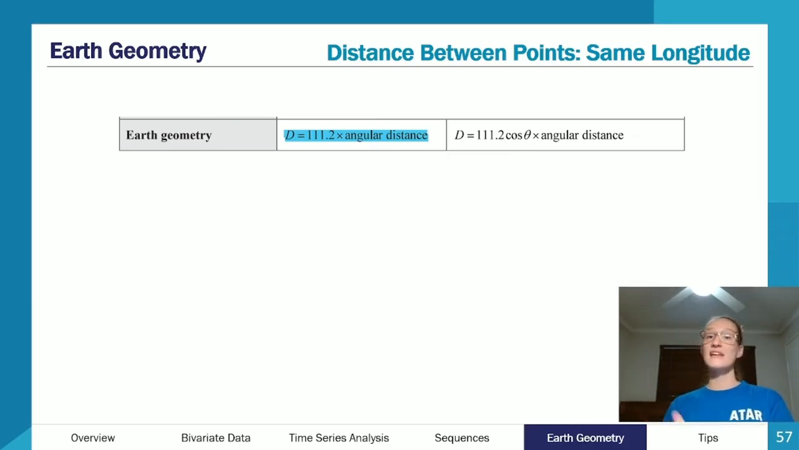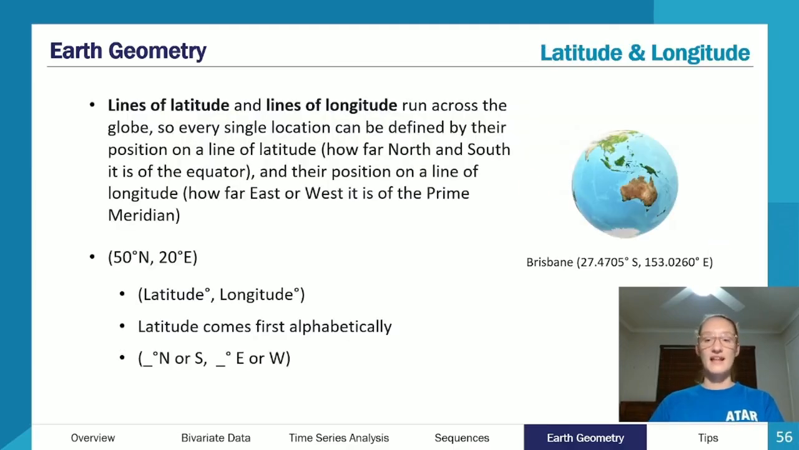Okay, awesome. These formulas here are straight from your formula sheet. Go check out your formula sheet. Again, that's my biggest advice. So we can see here that for Earth geometry, we're actually given two formulas to calculate distance. The D is referring to distance because here we're looking at the distance between 2 points. The reason for that is we use different formulas. We use this one when we're finding the distance between 2 points on the same longitude. And we use this one when we're finding the distance between 2 points on the same latitude.